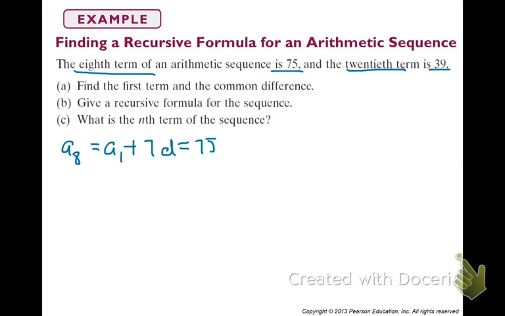Let's do the second one, our A sub 20. Okay, that is our A sub 1 plus, what are you going to multiply? What's your n minus 1? 19. And they told us the A sub 20 was 39. So here is your system of equations right here. 2 unknowns, you must have 2 equations. You learned in Algebra 2 how to solve these.